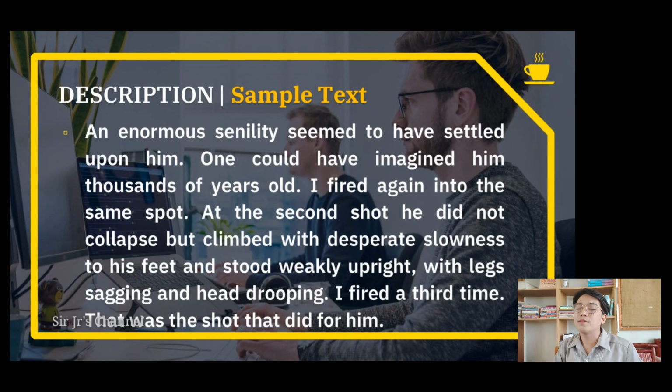At a second shot, he did not collapse, but climbed with desperate slowness to his feet and stood weakly upright, with legs sagging and head drooping. I fired the third time. That was the shot that did for him.